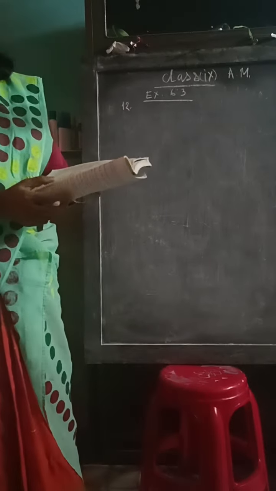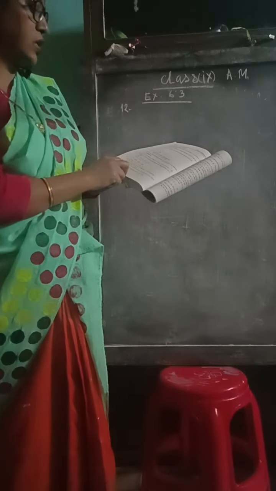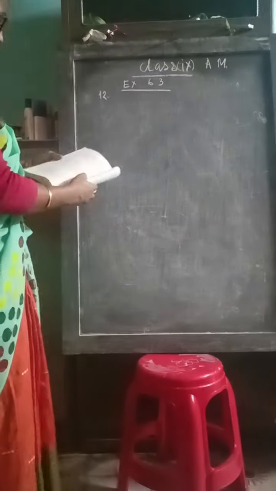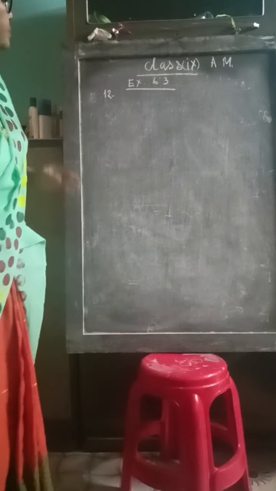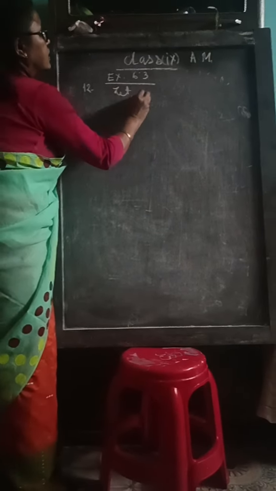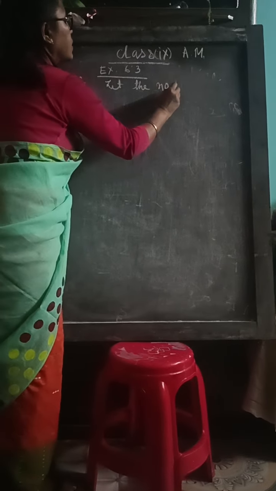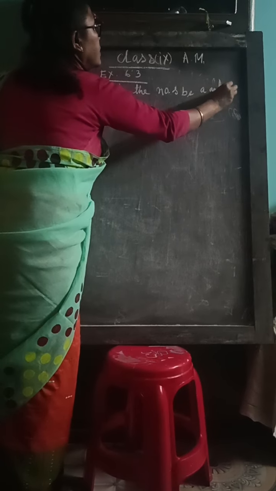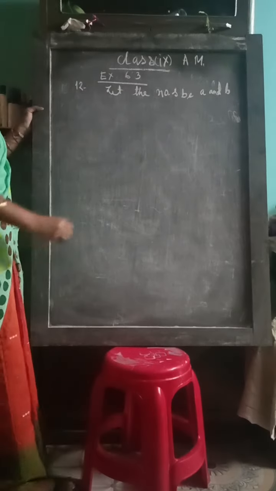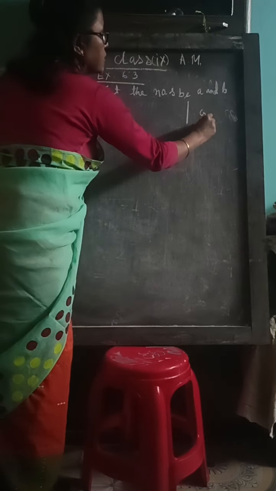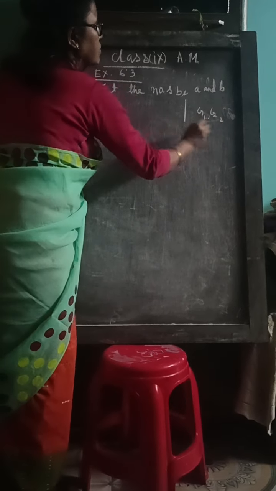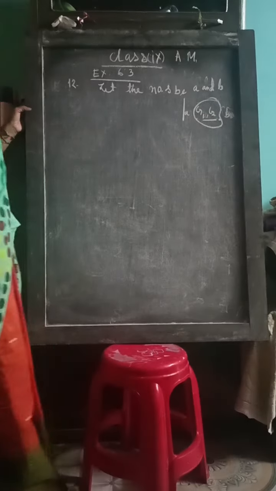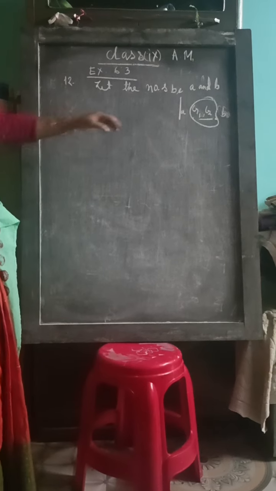Here, what is the condition? G1 and G2 are two GMs between two numbers. Let the numbers be A and B. Now what is given? G1 and G2 are the two GMs between A and B. Okay? These are the GMs. GM means geometric means between A and B.